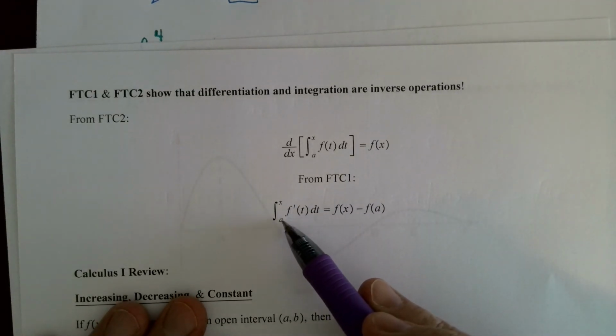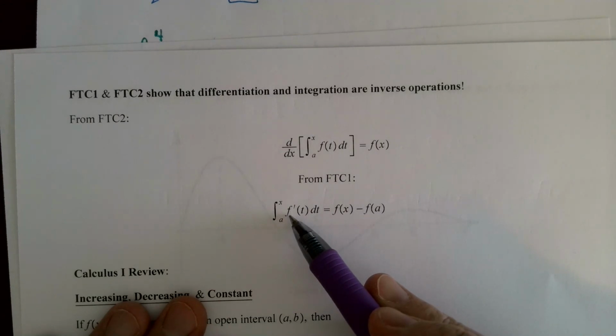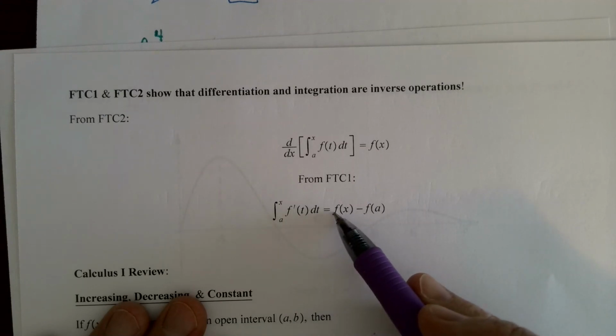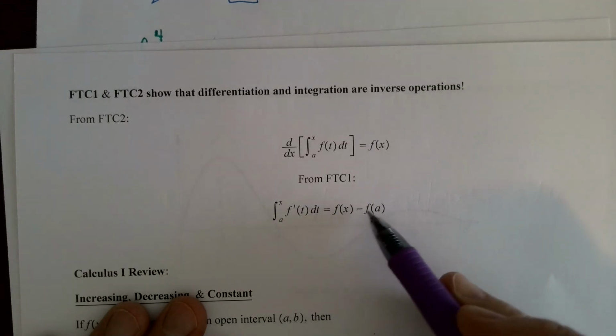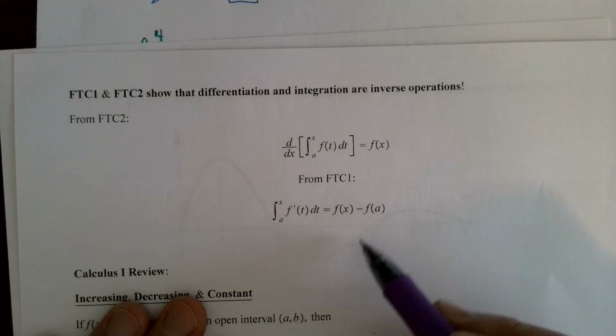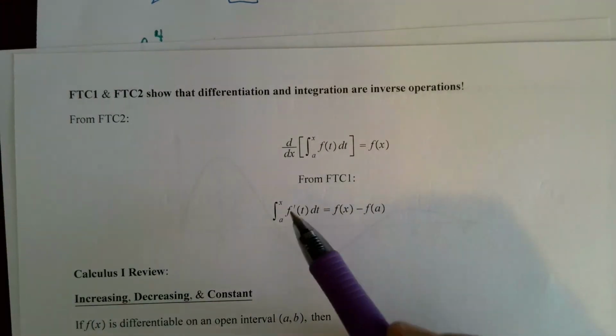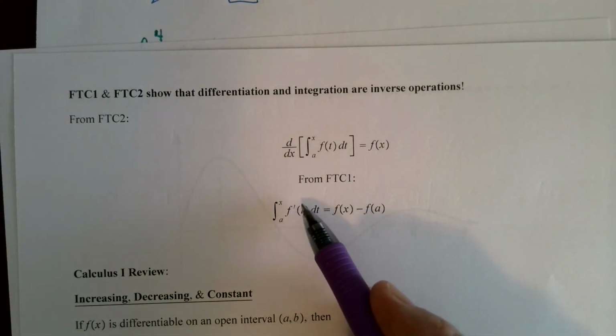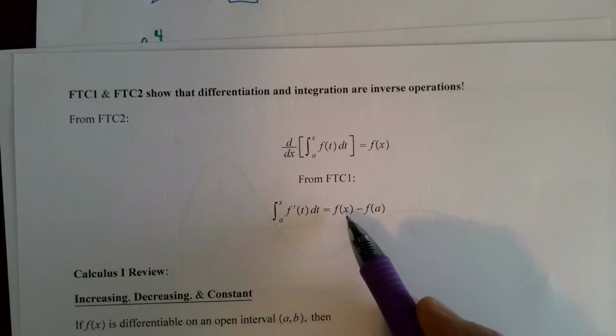If I'm integrating from a to x, the derivative f prime, what's the antiderivative of f prime? That's f, right? Then it would be the antiderivative, which is f evaluated at the upper limit minus the evaluation at the lower limit, right? And so you see what we're saying again here. If I first take the derivative inside here of the function f and then integrate, I get what? Back to the original function.